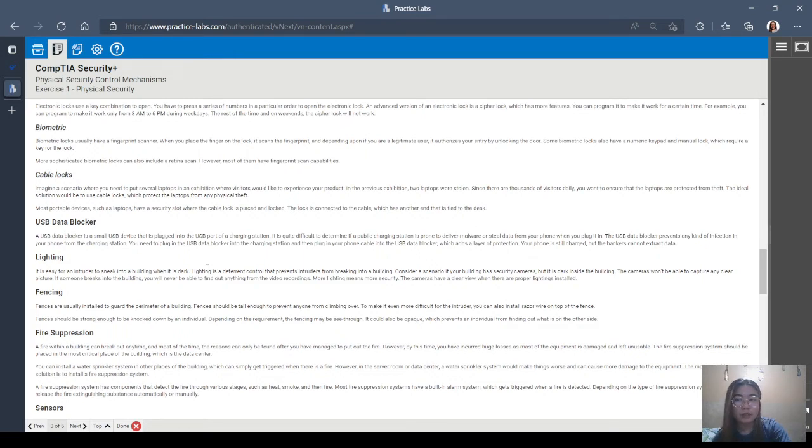More sophisticated biometric locks can also include a retinal scan, however, most of them have fingerprint scan capabilities. Cable locks. Imagine a scenario where you need to put several laptops in an exhibition where visitors would like to experience your product. In the previous exhibition, two laptops were stolen. Since there are thousands of visitors daily, you want to ensure that the laptops are protected from theft.